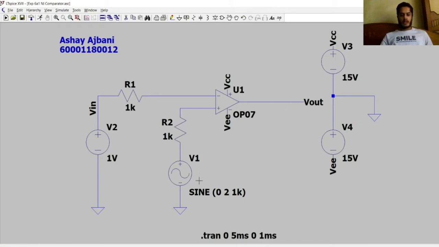Now, until the sine wave voltage is less than 1 volt, the output of the op-amp will be negative, and hence V out will be negative saturation. Once it exceeds the reference voltage, which is of 1 volt, the output will be positive, and hence it will go to positive saturation. Now, let's have a look at the input output waveforms.